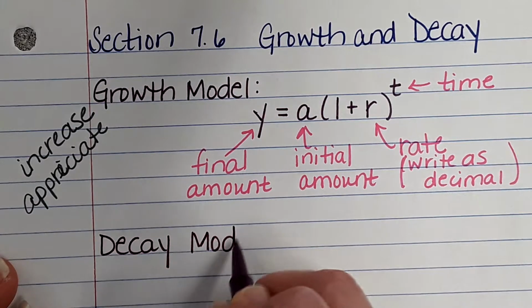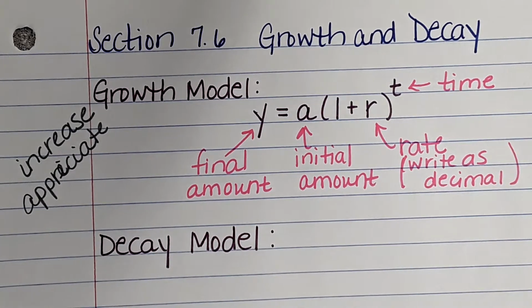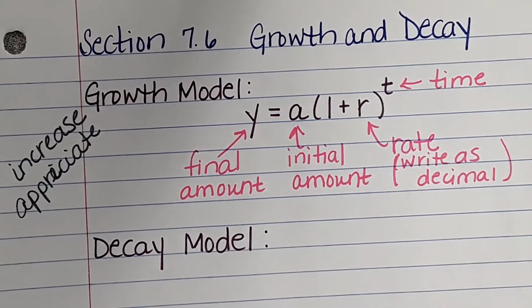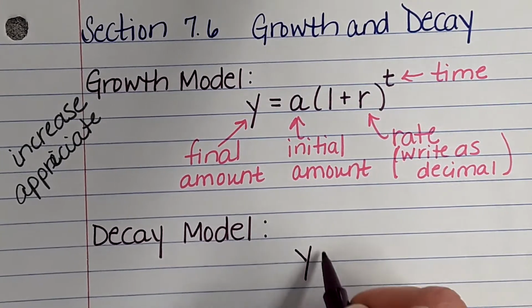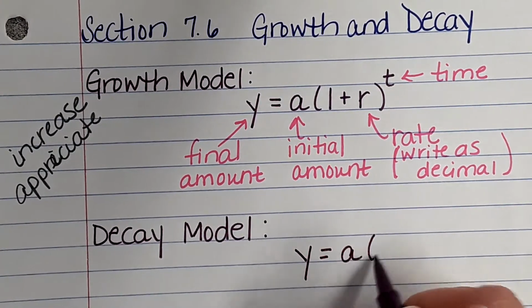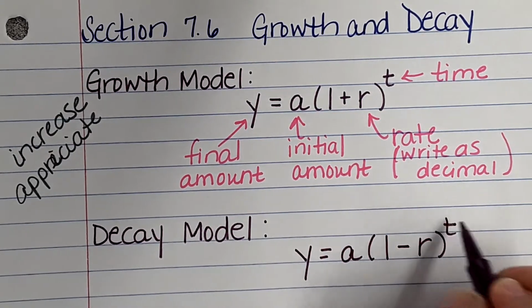So on your quiz, probably what I will have is: what is the growth equation, what is the decay equation, and then I will ask you, what is the final amount? Or I might say, what is the initial amount? What is the rate? What is the time? Okay, so the decay model looks a lot like the growth model, and that would be y equals a times (1 minus r) to the t.